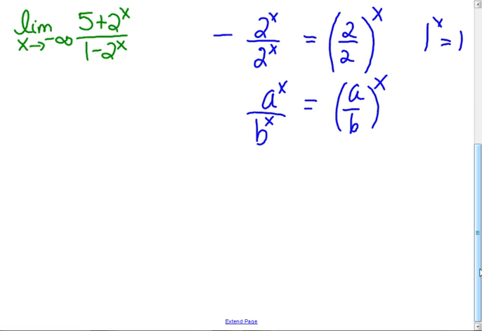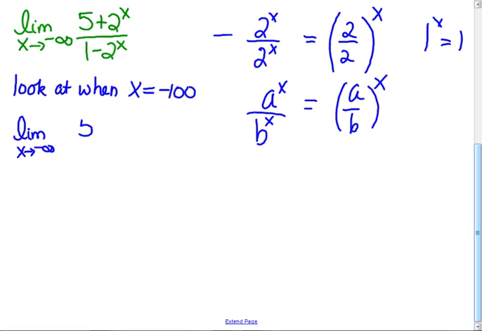You could do 10. I'd like to make it bigger. Why don't we look at this for x equals 100? Sorry, not 100. It's negative infinity. So negative 100. Honestly, that's exactly what I do. I put in numbers. If I don't know what's happening, I'll just put some numbers in. So the limit as x approaches negative infinity, I'm actually going to write this number in there. Now let's try 5 plus 2 to the negative 100. And this is 1 minus 2 to the negative 100.